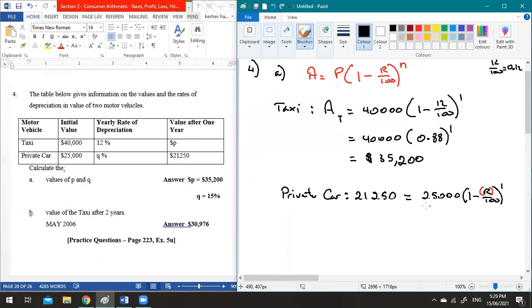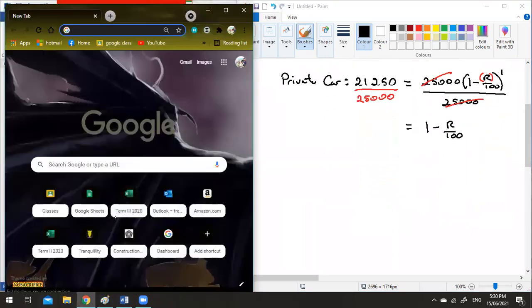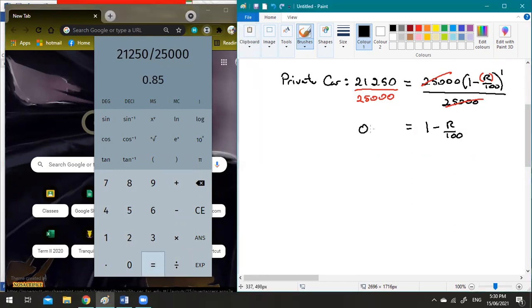So what we're going to do is divide by the coefficient amount, which is 25,000. And if you divide on the left of the equal sign, you must divide on the right. So this 25,000 will cancel with this 25,000. And the bracket will remain as 1 minus the rate over 100. Let's get a decimal value for this. So we could use the calculator. 21250 divided by 25000. So we get 0.85.